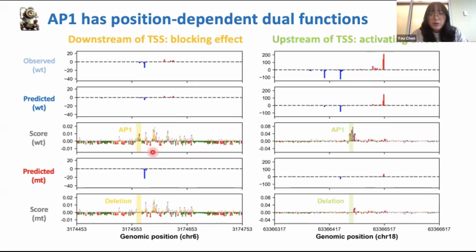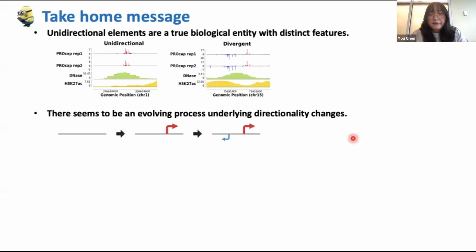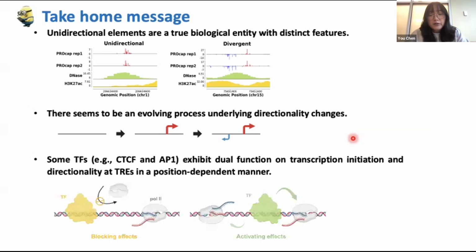Here is another example where AP1 is located in the upstream region. After deleting this motif, the transcription level is significantly reduced. In summary, induction elements are a true biological entity with distinct features. There seems to be an evolving process underlying directionality changes. Moreover, we found that some TFs exhibit dual function on transcription initiation and directionality at TREs in a position-dependent manner.